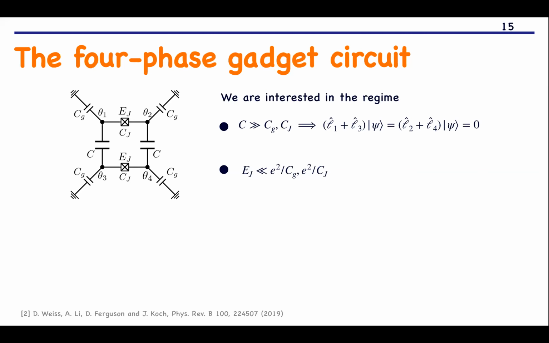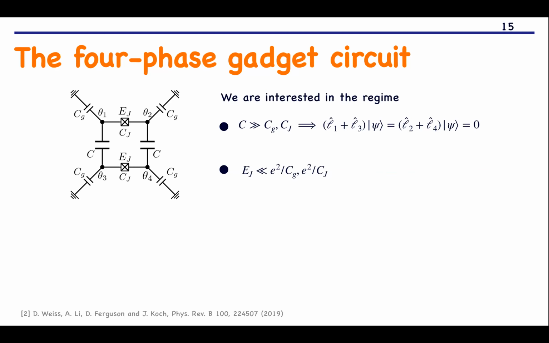In the paper, we discuss details like this circuit that we call this 4-phase gadget. This was also studied before in this paper by Weiss et al. In the paper, we also analyze some other regimes, but for the purpose of this talk, I just consider the regime we will be interested in. That is simply the case in which the vertical capacitances here are much larger than the other ones, CG and CJ.